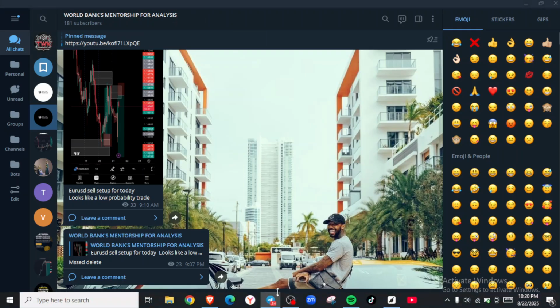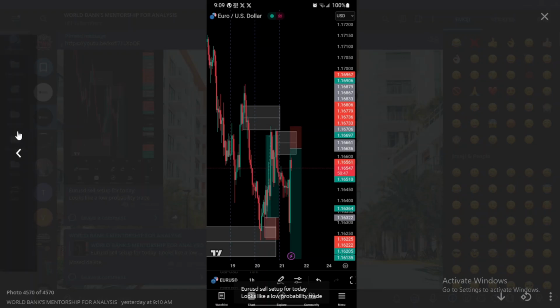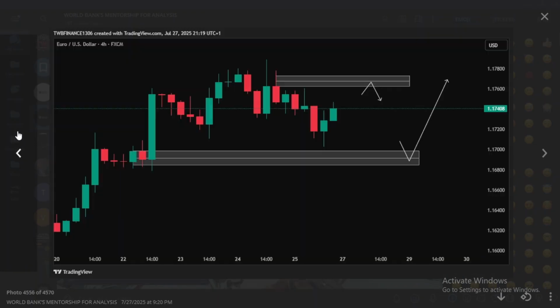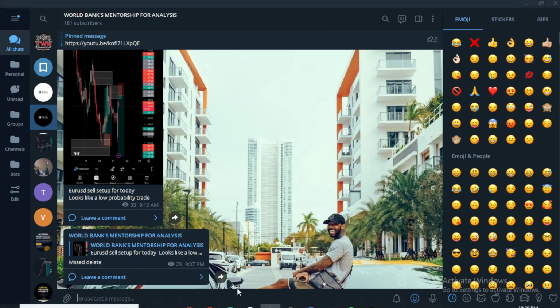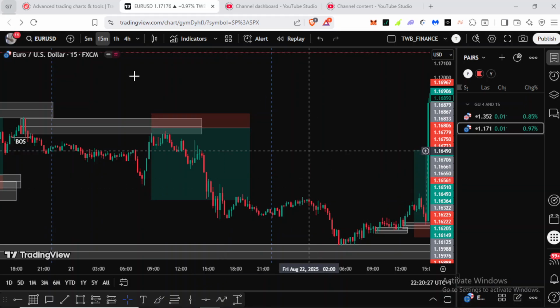Beautiful trades. In fact, there's a lot, and everything was placed without stress. Beautiful trade. So I said it was looking like a low probability trade. Let me tell you why. So let's go back to the 4 hours.